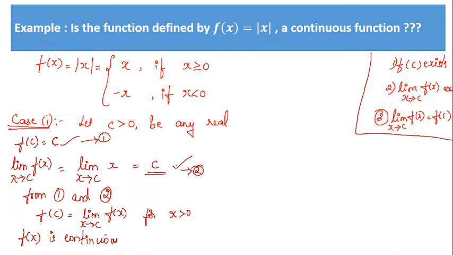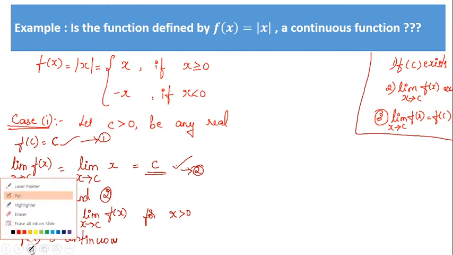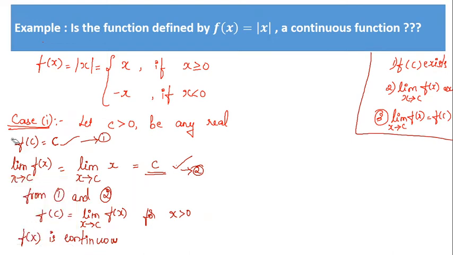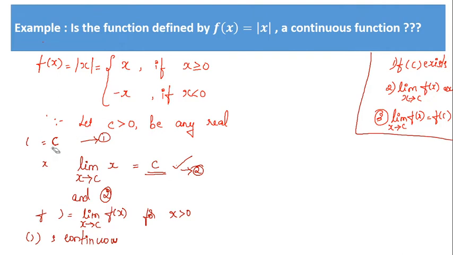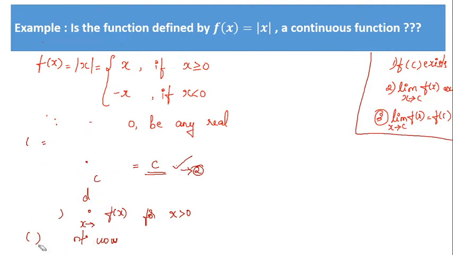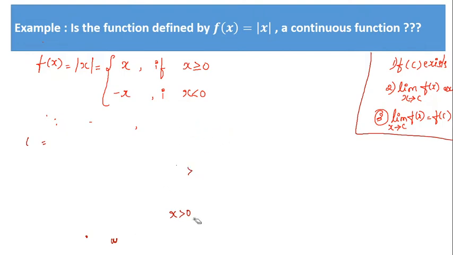So what is the second case? Second case is, if you have taken c greater than 0, obviously the second case will be, you have to check for c less than 0. So we'll check that for c less than 0. Again we have to take a value which is less than 0, a finite real number. Randomly we have to choose a finite real number which is less than 0, and then we have to check the definition of continuity, that is whether the function is continuous at that particular point or not.